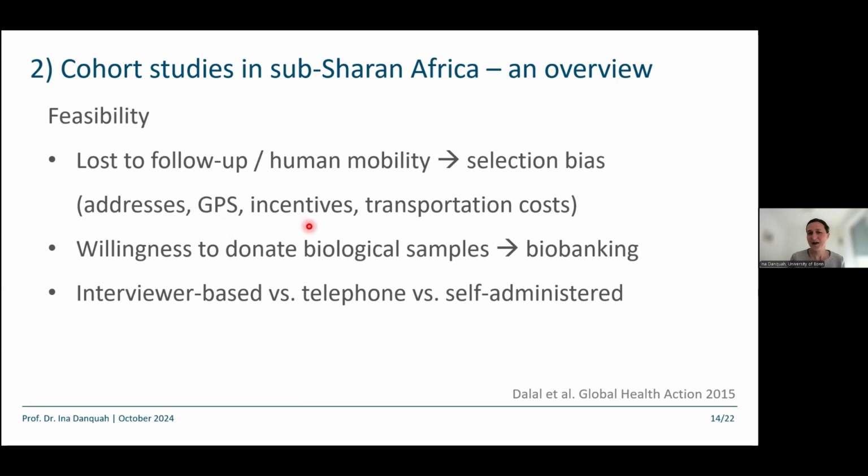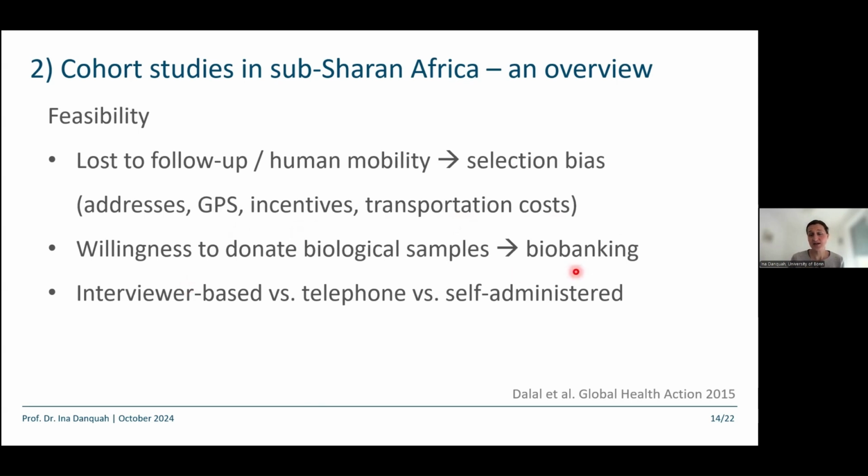So we have to work with incentives to make sure that our study participants remain with us in the study. And that can include very simple things like just soap and a package of biscuits. But most of the time, you also have to consider additional costs like treatment, medication, transportation costs, and many more. So that makes it quite difficult to establish, but also to maintain a cohort study in sub-Saharan Africa.